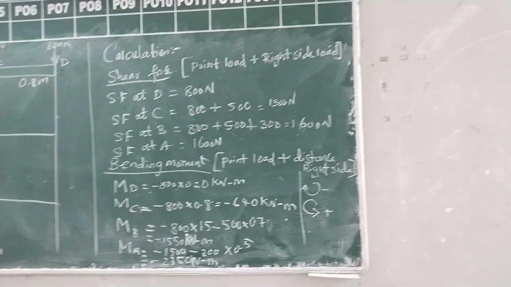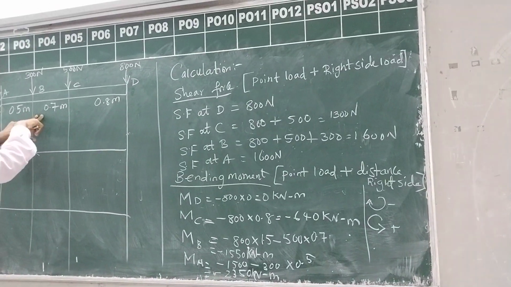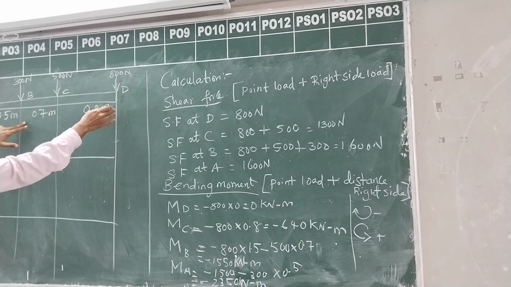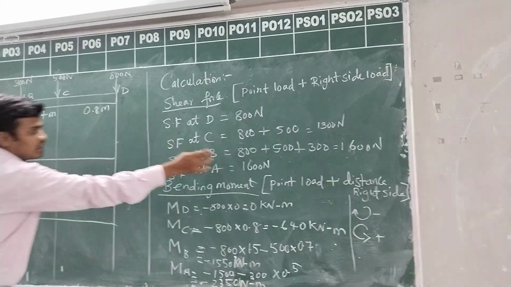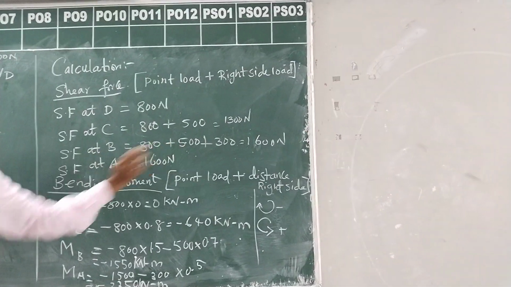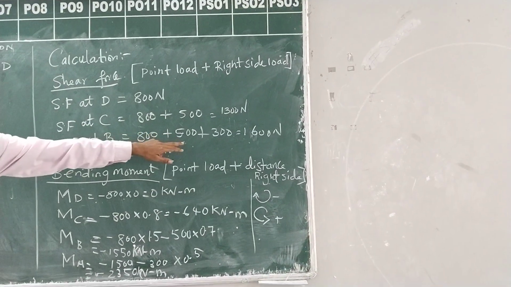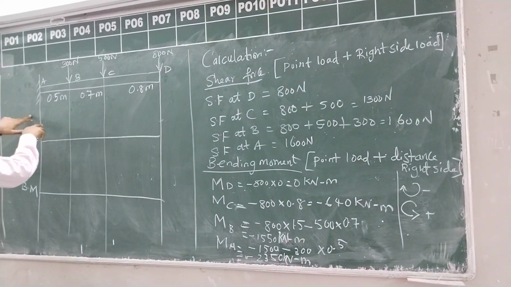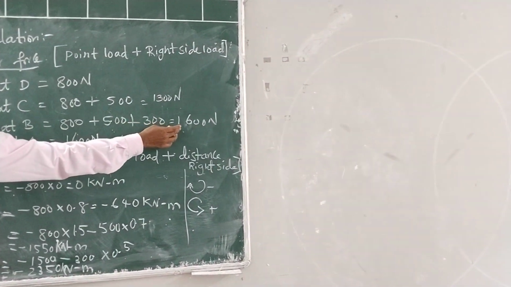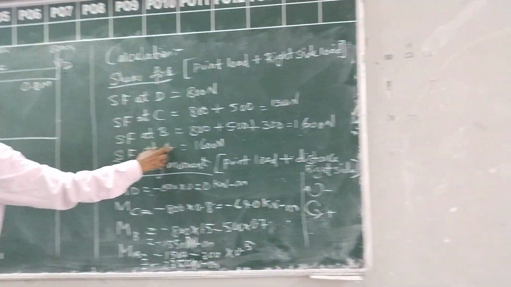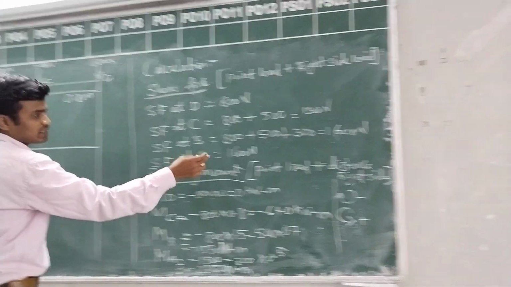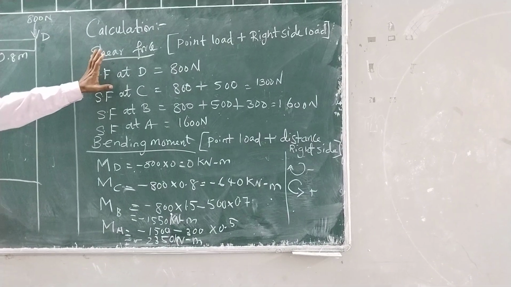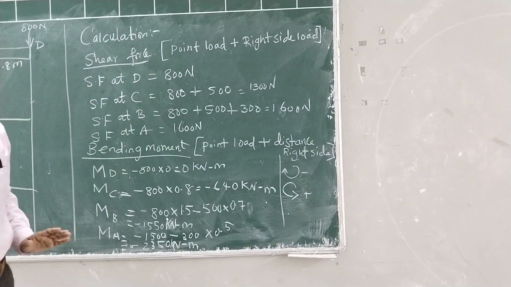Next, the shear force at B. We consider the shear force at B and add all the load values: 800 plus 500 plus 300. So the total value will be 1600 Newton. At last, the shear force at A, we already found the value, 1600. So the total load of D, C and B is 1600 Newton. Finally, the shear force values we get are in the positive direction.